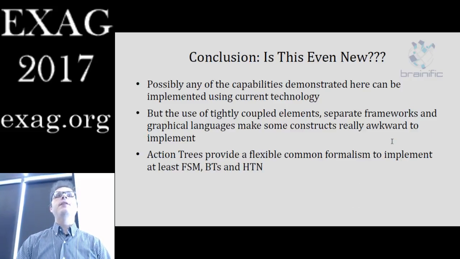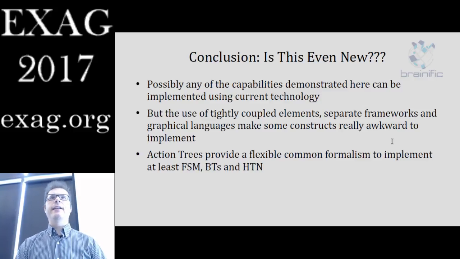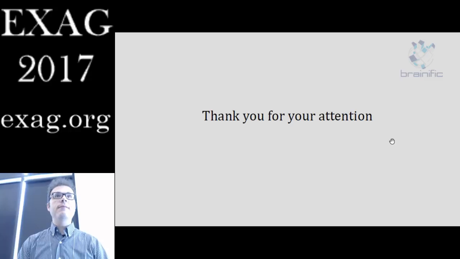So, is this even new? I think that having dynamically generated action trees has possibilities. I don't know if any of those possibilities can be implemented with current technology, but I think that the use of very tightly coupled elements in different silos is detrimental to AI design and may make some constructs really awkward to implement. So basically, I try to provide some kind of common formalism to these ideas and some more. So thank you all for your attention, and any questions are welcome.